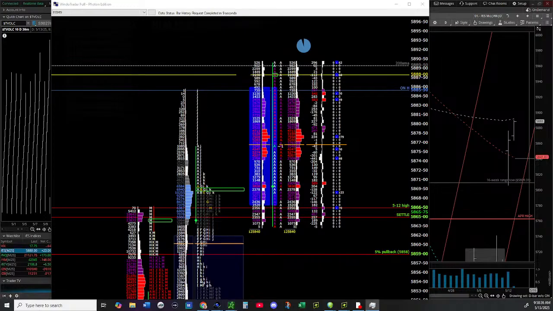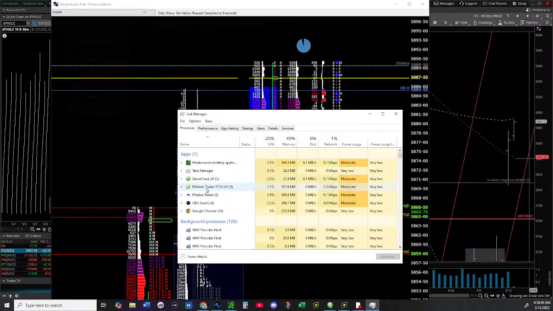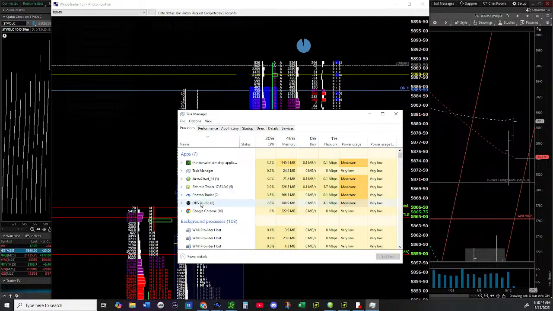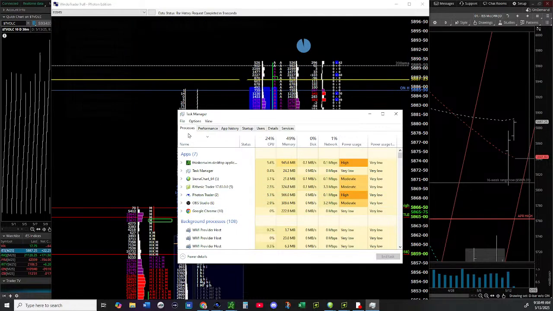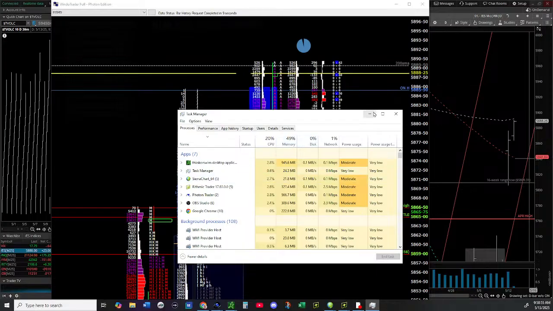Look at what we have. I have Thinkorswim, Sierra, Rhythmic, my trading platform, Photon Trader, which is where I have this window trade, OBS, the streaming, and Chrome, right? Only 49%. I like that.